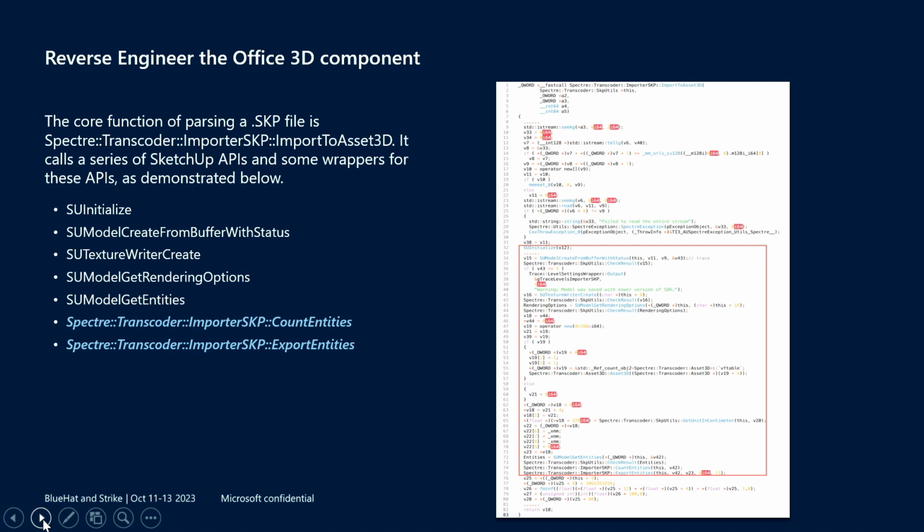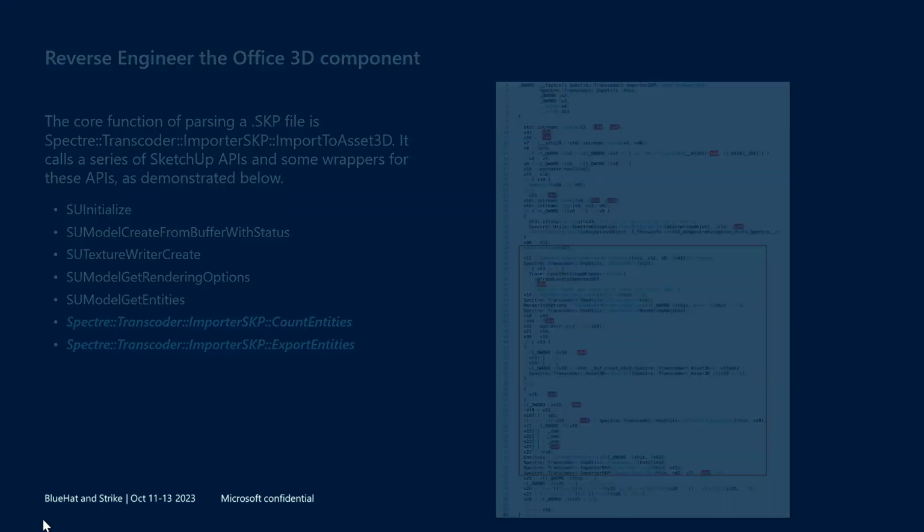the function SU initialize was called, and next the function SU model create from buffer with status was called too, and another two wrapper functions like count entities and export entities. Right here, I plan to discuss each SketchUp API one by one, but due to the limited time, let's move on.